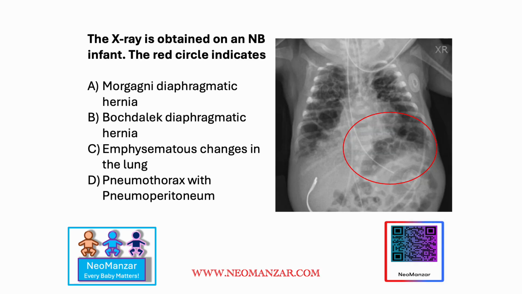So this X-ray is obtained from a newborn infant. The red circle indicates, look at the picture, and what do you guys think the red circle denotes? A, B, C, or D? Okay, the correct answer here is the emphysematous change in the lung.